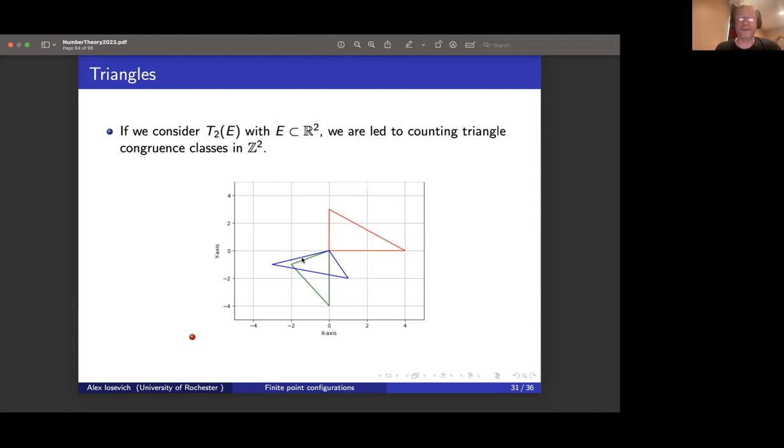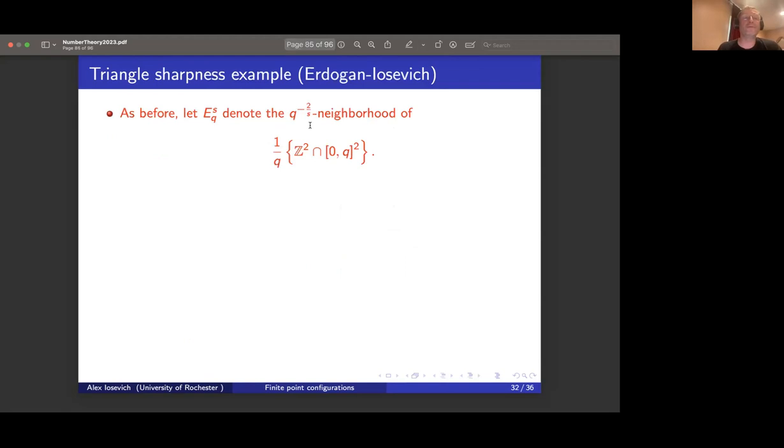Okay. So these are triangles, I think, it looks okay. And so what do we do? We again take the Q to the minus two over S neighborhood of the integer lattice in a large square, scale down to the unit square, and then we take a neighborhood. And then let's estimate the three-dimensional Lebesgue measure of the congruence classes of triangles.